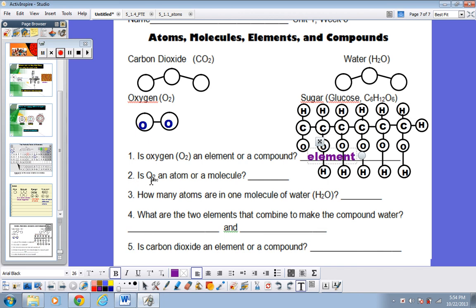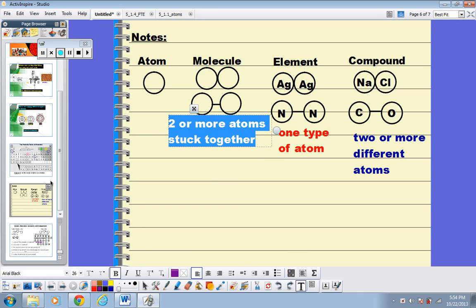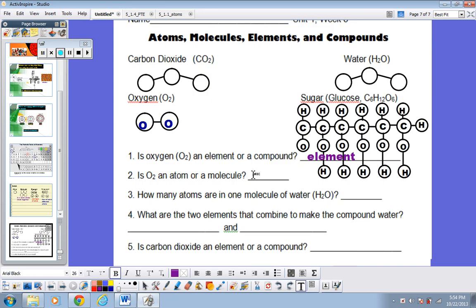Number 2 says, is O2 an atom or a molecule? Let's look. I have 2 circles stuck together, 2 atoms stuck together. That looks like I have a molecule. 2 or more atoms stuck together is a molecule. So let's go ahead and write molecule for number 2. Oxygen is a molecule, O2.